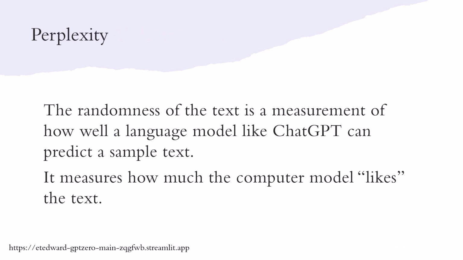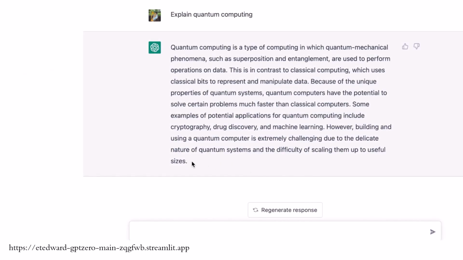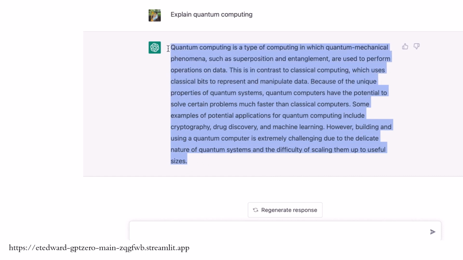GPTZero analyzes perplexity, or the randomness of a text, and from that, it estimates the ability of ChatGPT to write text like the sample. It's really looking at how likely it is that a computer could search the internet for information and come up with a text similar to the sample if it's given the same prompt. Let's have it analyze that quantum computing text that ChatGPT generated for us. How does it do it?